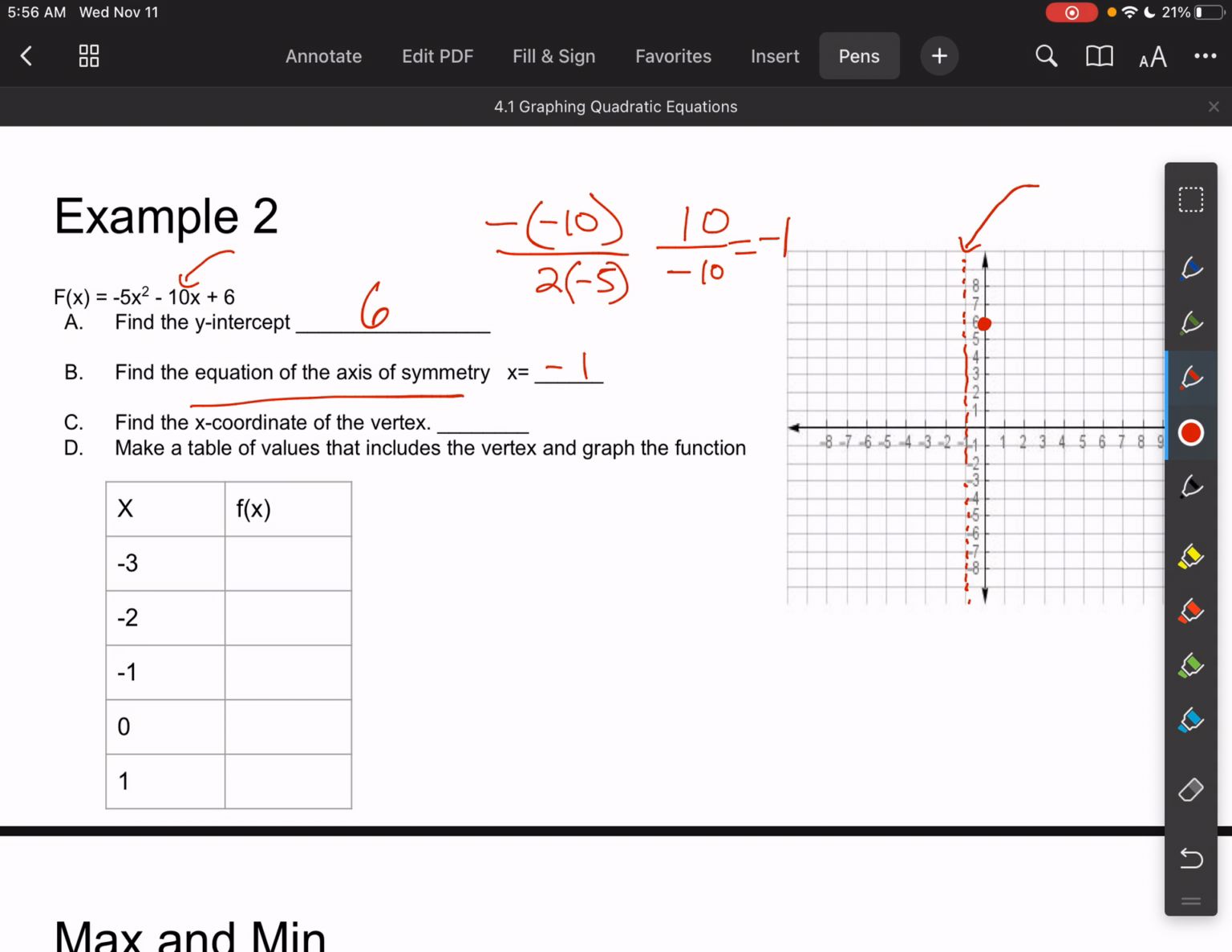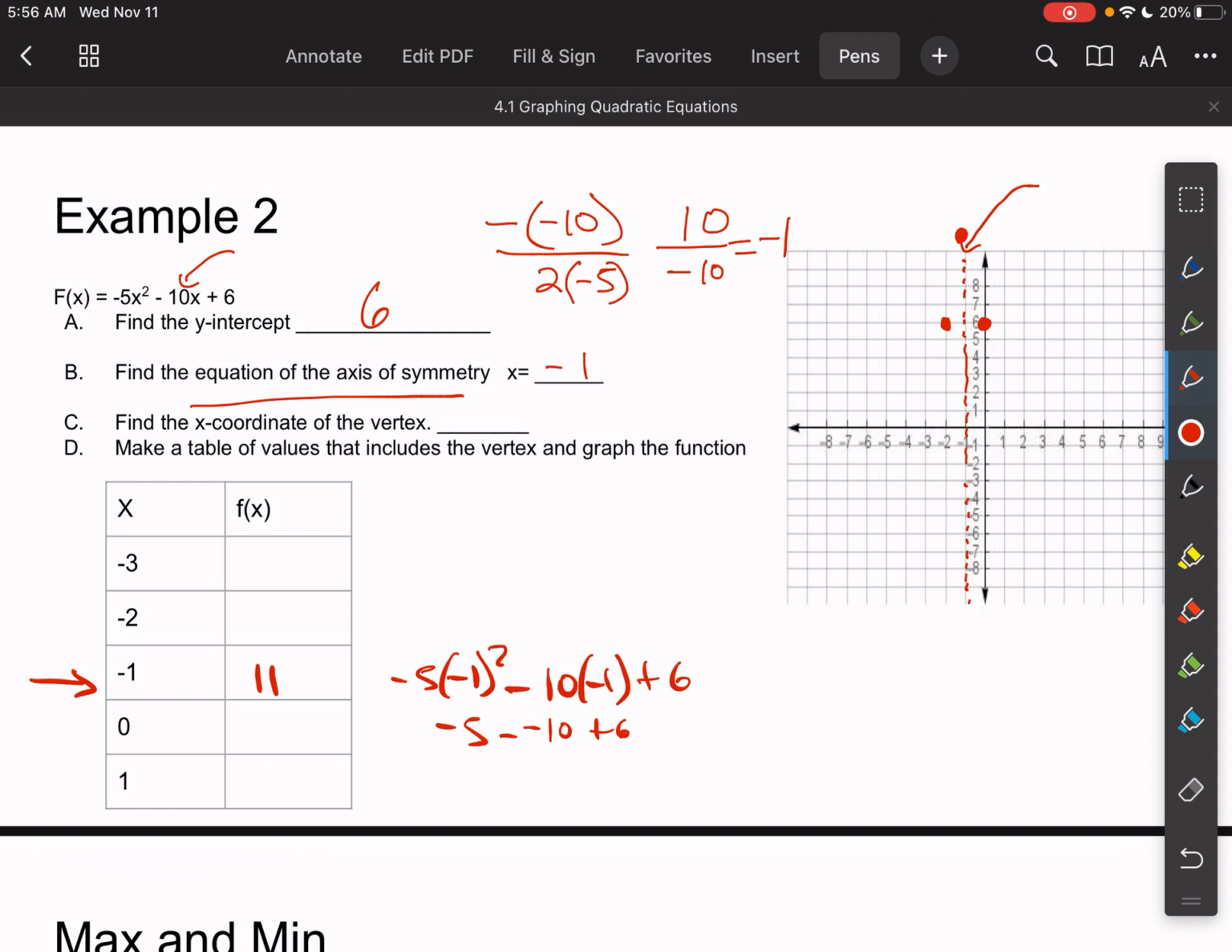Okay, so if I plug in this negative 1, which I have on my chart, I have negative 5 times negative 1 squared minus 10 times negative 1 plus 6. Negative 1 squared is 1. 1 times negative 5 is negative 5. Negative 5 minus negative 10 would be positive 5, plus 6 gives me 11. So at negative 1, I'm up at 11. I guess I'm off my chart here. Okay, that's my vertex, so I know that this thing is starting there.